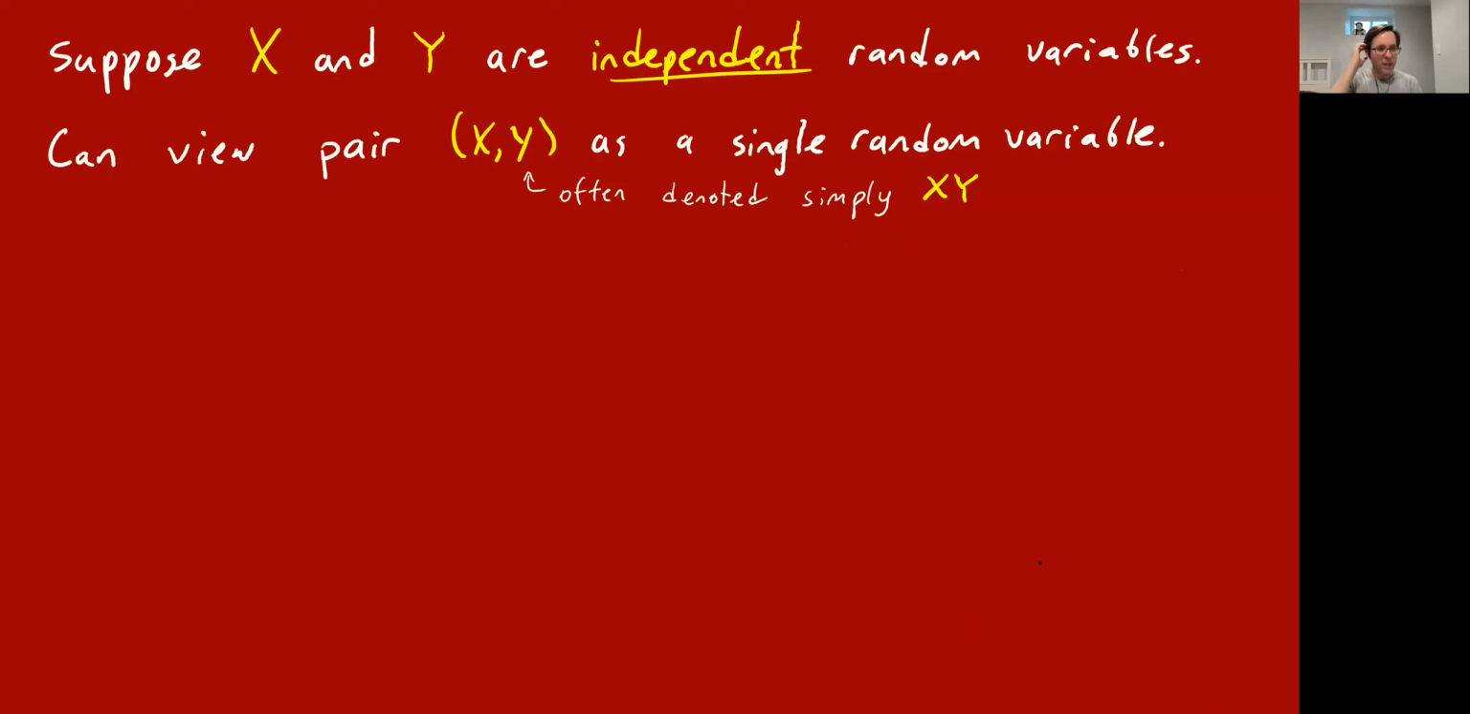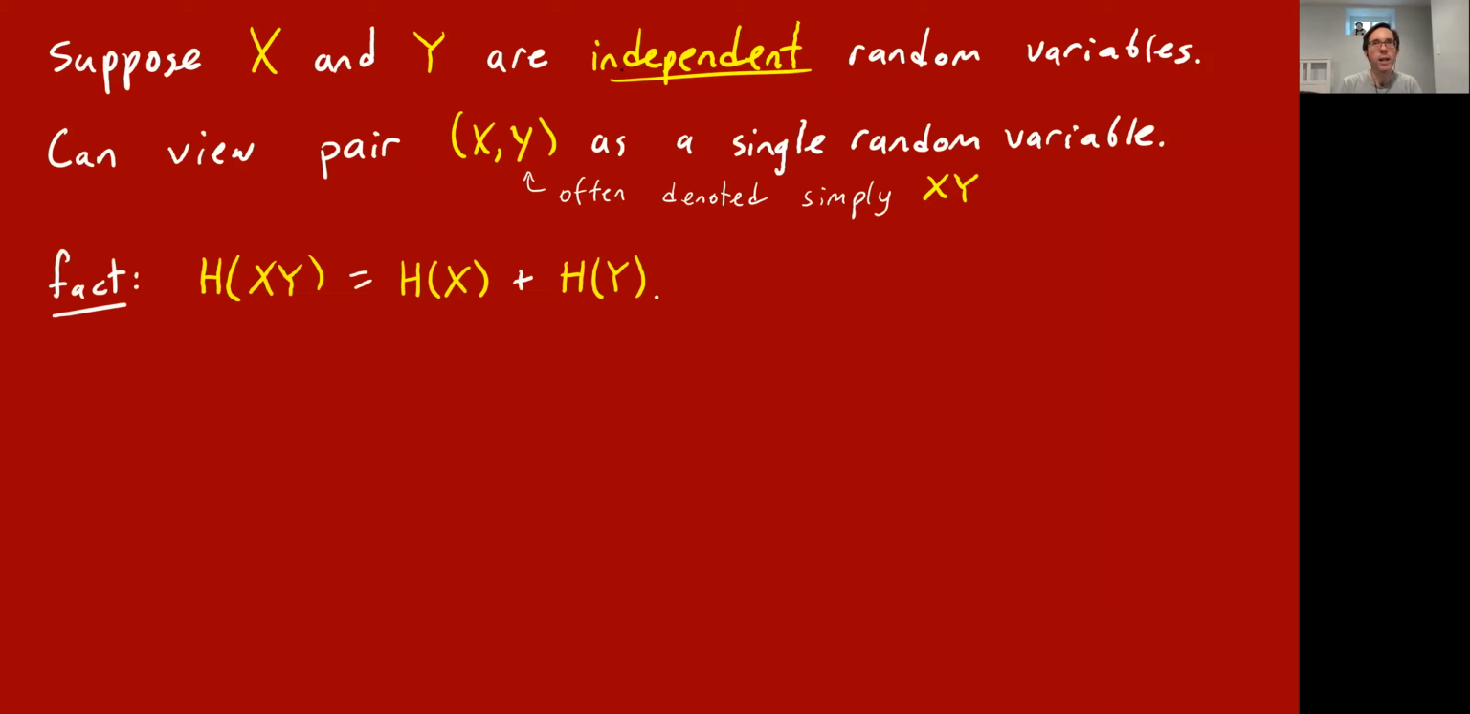So let's start with a sort of simple fact. Let's say that x and y are independent random variables. So this independence is going to be important for what I'm about to say. You can view the pair x comma y as itself a single random variable. You just say, I'll stick x and y together and call that one object also a random variable. And in information theory, it's often just denoted by concatenation as though it were a string, xy.